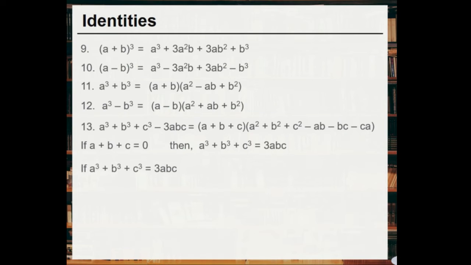Next one, if a cube plus b cube plus c cube is equal to 3abc, which means I am already telling you the right hand side is 0. There are 2 possibilities because on the right hand side there are 2 brackets. So I could get first that either a plus b plus c is 0 or the second bracket is 0. Now, when the second bracket is 0, that is a square plus b square plus c square minus ab minus bc minus ca, it can be proved that a is equal to b is equal to c. So the other rule which you need to know is that if a cube plus b cube plus c cube is equal to 3abc, then a plus b plus c is 0 or a is equal to b is equal to c.